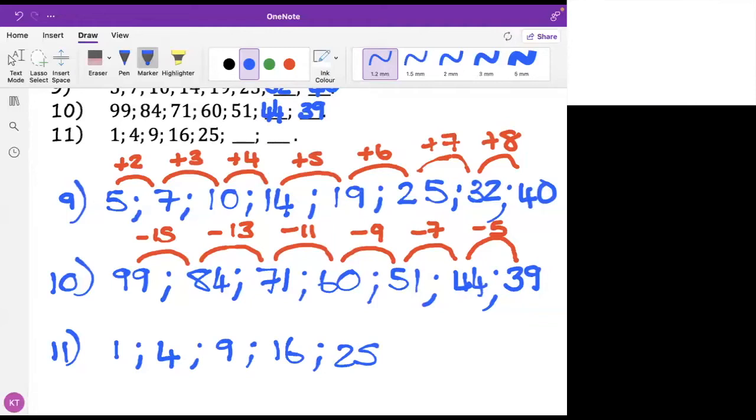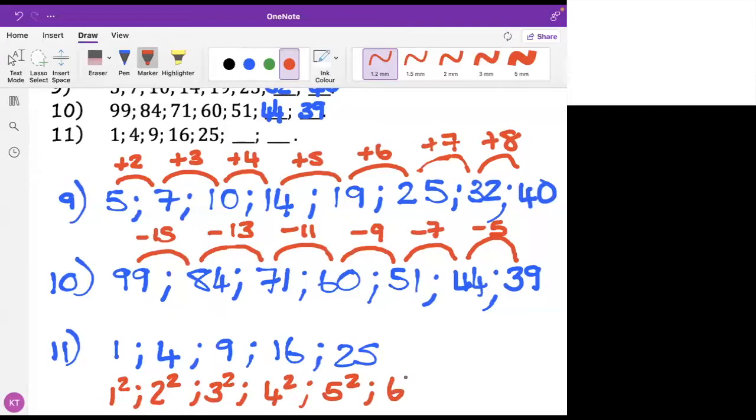And so if I'm looking at these numbers, I can see that they look very familiar, especially if I've been practicing. So 1 is the same thing as saying 1 squared. 4 is the same as 2 squared. 9 is 3 squared. 16 is 4 squared. And 25 is 5 squared. So what's the next number going to be? 1, 2, 3, 4, 5. I'm then going to say 6 squared, and my next one will be 7 squared. So 6 squared gives me 36, and 7 squared gives me 49.